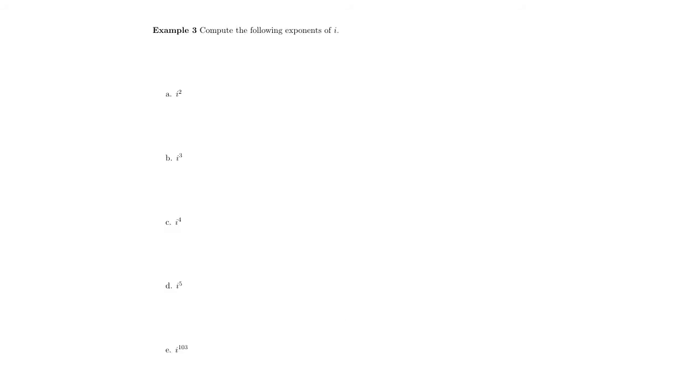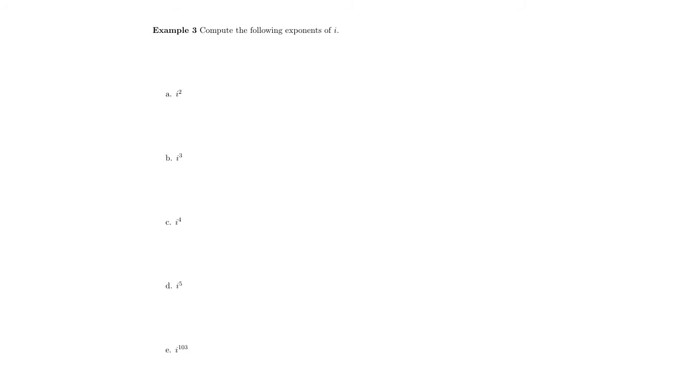For this last example, we're going to look at exponents, powers of i. I've listed them out where they increase. So we have i squared, i cubed, i to the fourth, i to the fifth. And then I jump to this i to the 103rd power. The goal here is to look for a pattern between these.